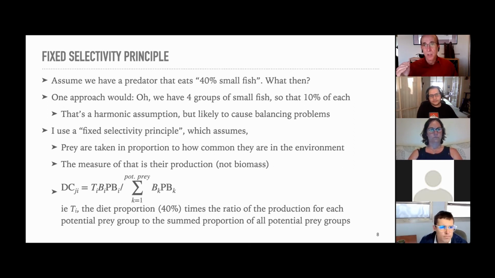Some are more equal than others, or some are more common than others, rather. So this principle is just, what you do is you figure out what is the production of those 4 groups. And you can say it's a better assumption that the prey is taken based on how common they are in the ecosystem. And that's production that matters there. It's not biomass. It's turnover rates that matter too. That's how they make themselves available. Biomass is something that matters in the moment, but over the course of a year, it's production that matters. So that's what we have to think about.